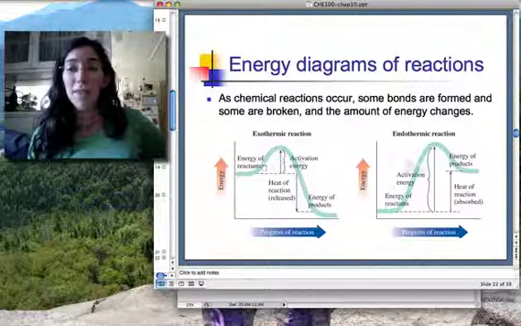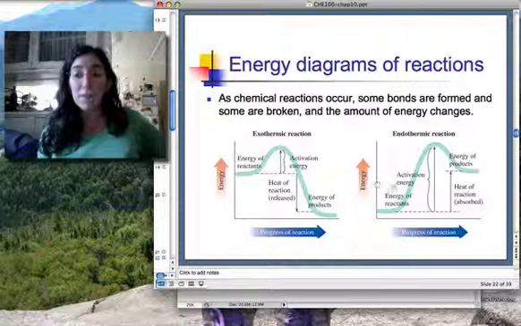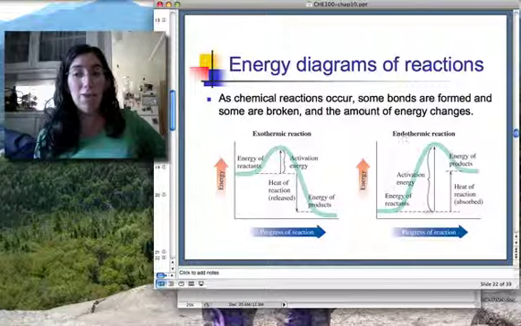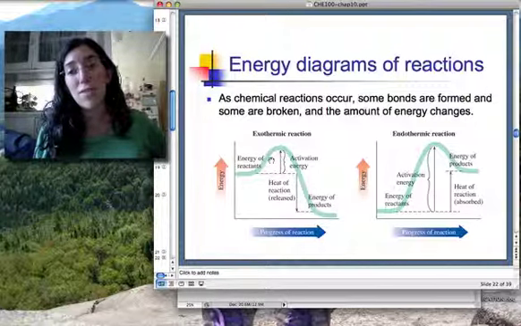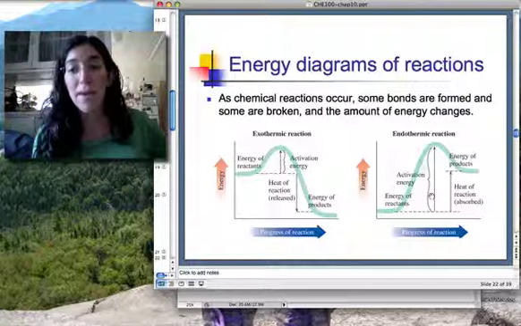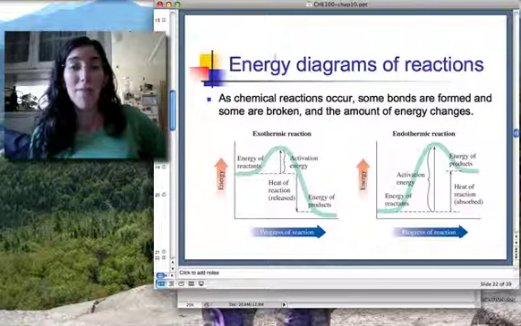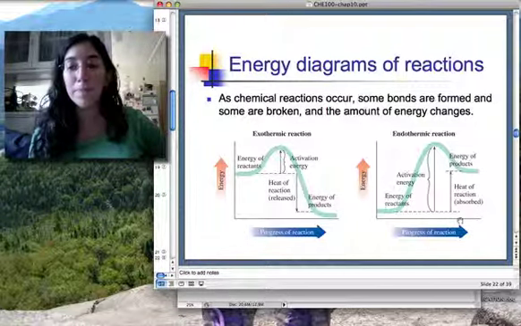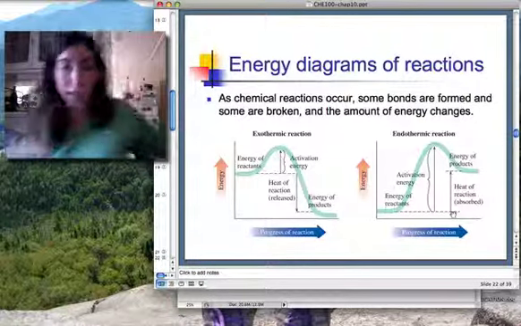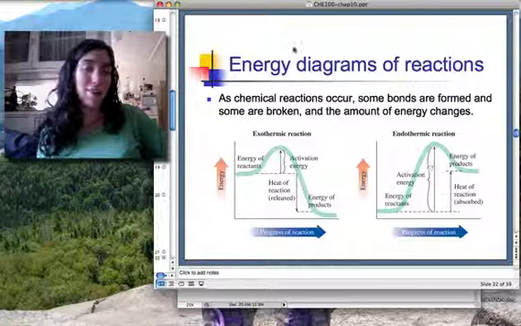However, looking at these two energy diagrams, it looks like endothermic reactions require higher activation energy than exothermic reactions. But that's not always the case, so don't get that idea in your head. It's just drawn that way in this reaction, but there are exothermic reactions that can have a very high activation energy before it comes down. So it's not necessarily the case that endothermic reactions have higher activation energy, okay?